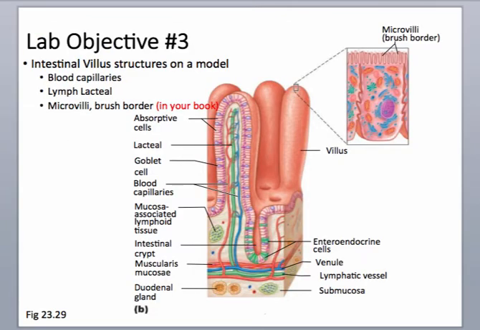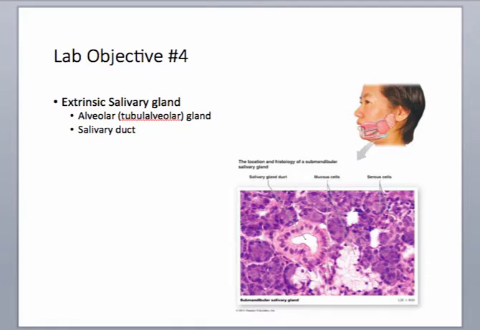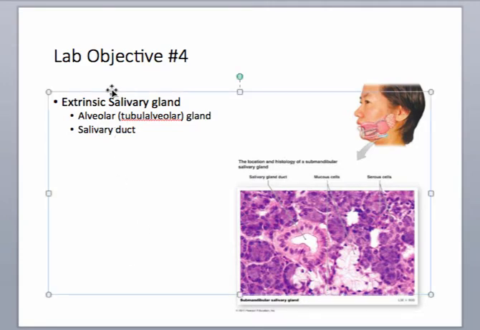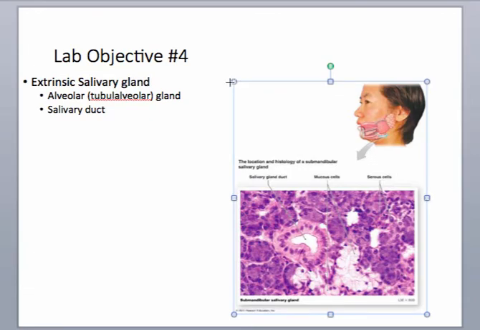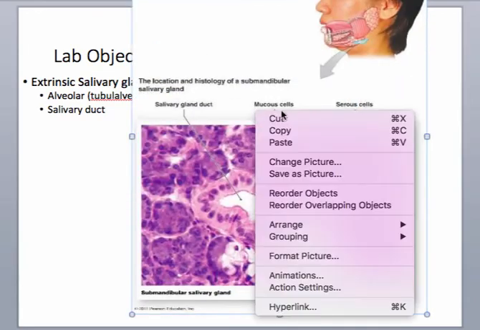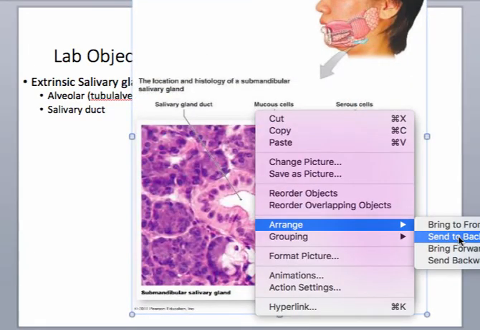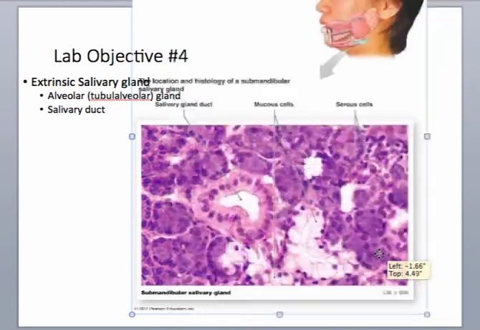We looked at the villus, and so the next objective, objective 4, on page 45 of your lab manual, we are looking at the accessory organs, okay? So we're going to look at salivary glands, the liver, and the pancreas. And so the salivary glands produce saliva. That's their one job. And saliva will get produced in the salivary gland called the alveolar gland.